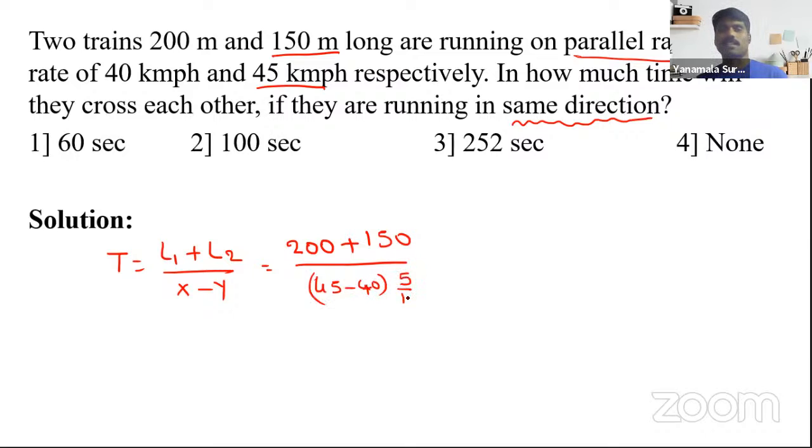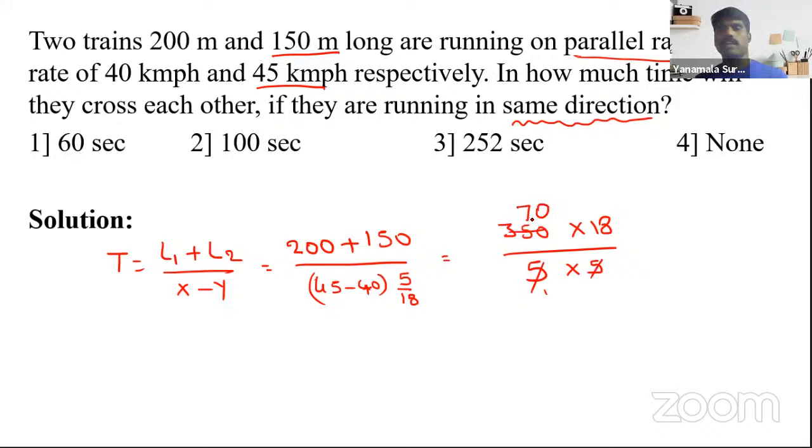Again, conversion is required here. 5 divided by 18. 350 divided by, I mean to say that this 18 will go to the numerator, into 18, divided by 45 minus 40, which is equal to 5 into 5. Done. 5 ones are 5, 5 sevens are 35, 0.